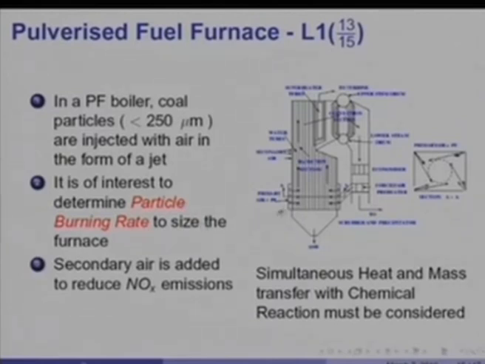What is the rate at which these particles are going to burn, so as to make sure that the height of the furnace is sufficient and all particles are completely burnt before the flue gases go out through the exit. Nowadays, secondary air is also added somewhere above where the nozzles or the burners are, in order to lower the temperature of the hot gases and thereby reduce NOx emissions.